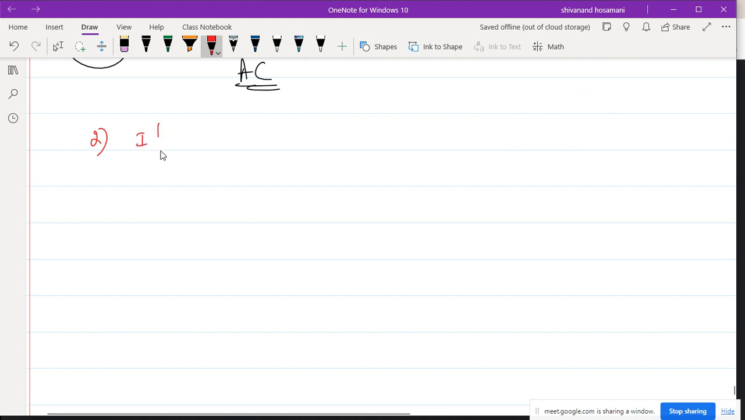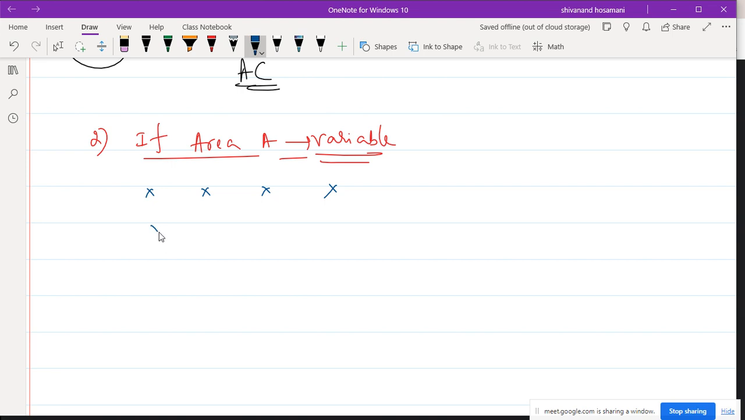If area A is variable, that means it is changing. How, sir? Let us consider there is a magnetic field. The magnetic field is going into the plane. This is a magnetic field into the plane, which is perpendicular to the paper. Take a case like this.